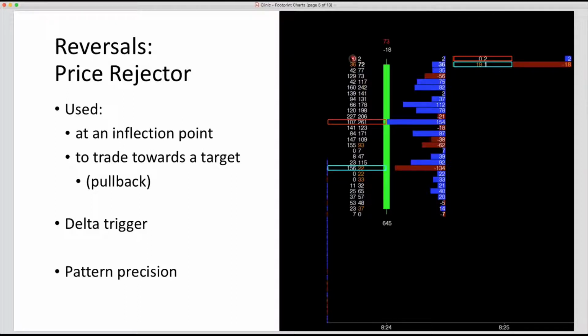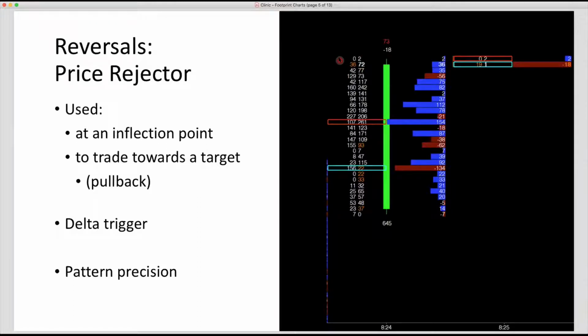We've got a zero print on the bid. We've also got an imbalance in the opposing direction. So at higher prices, we're running out of buyers. The auction's finished. We've got aggressive sellers entering the market, pushing us back the other way. So we're combining exhaustion with aggression. That's the basics of the price rejector.